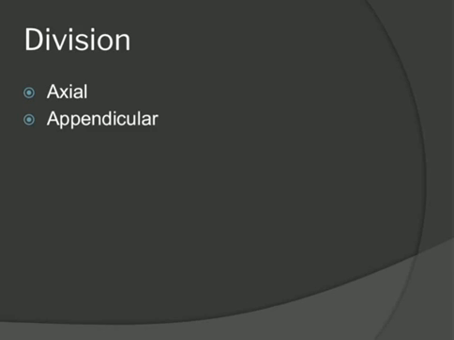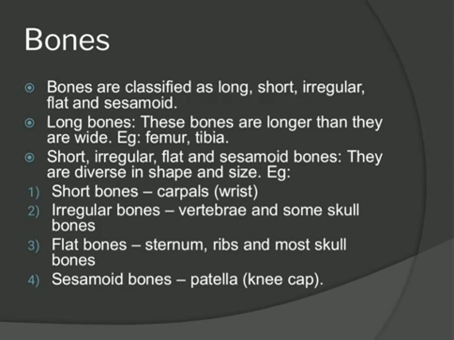Now coming to the division, the skeletal system can be divided into two broad categories, one being the axial skeletal system and the other being the appendicular skeletal system. From our next lecture, we will be studying in detail about these two skeletal systems, right? Today we will be studying specifically about bones.